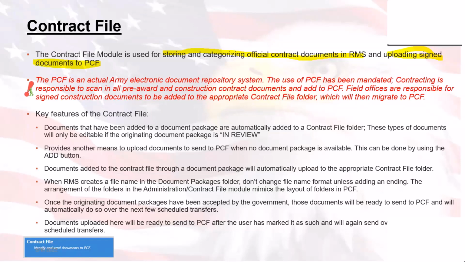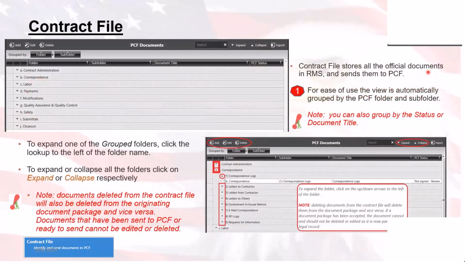Now, why is that important? The contract file module, again, this is in Open Up Contract, go to the Administration tab, and go to the Contract File module. The contract file lets you know what is or has been sent off to PCF. If it's not in the contract file, it's probably not in a daily report, et cetera. So the contract file is kind of like a collection of all the documents that may or may not have gone off to PCF.